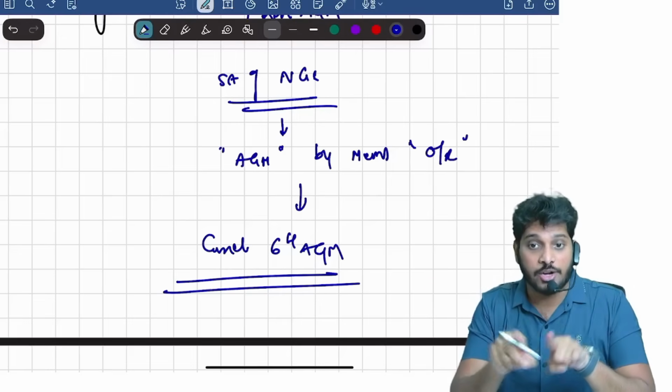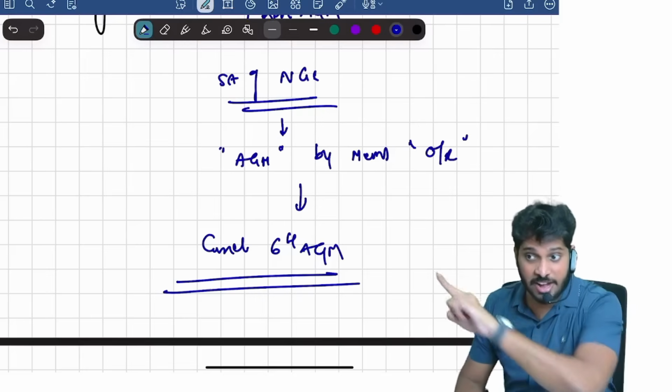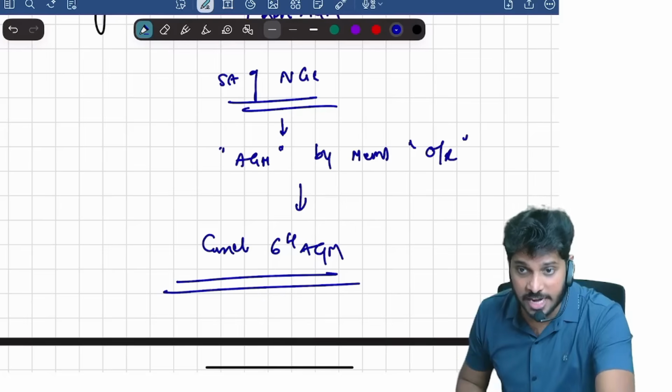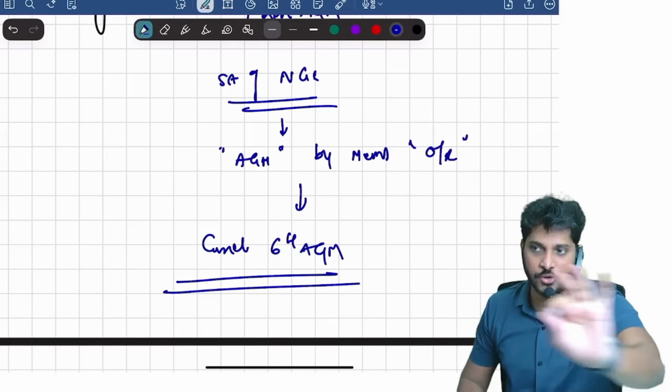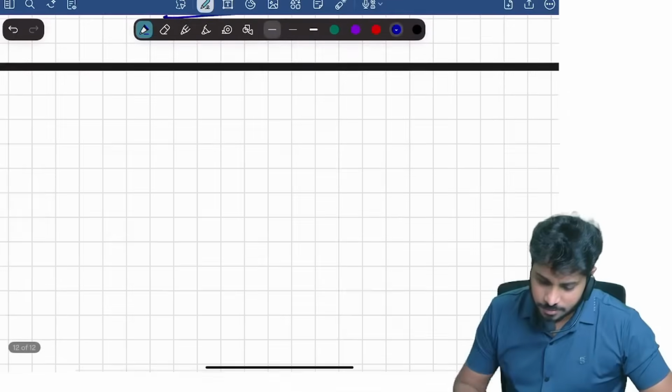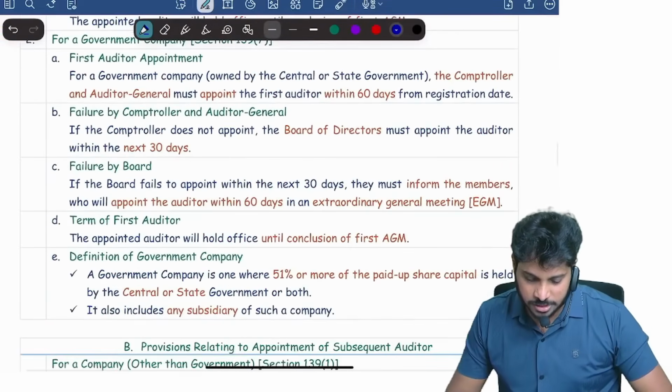You will do audit of 5 financial years. You will be doing audit of how many financial years? The 5 financial years' related books of accounts and financial statements you will audit, and you will give audit reports on those 5 financial years. Are you clear? Understood? Now, in the subsequent auditor topic, there were main points.